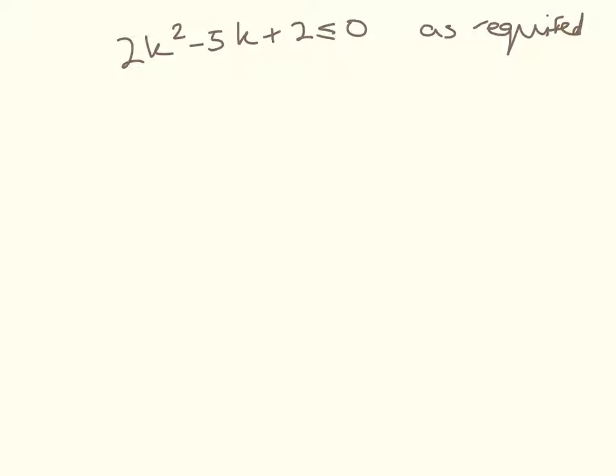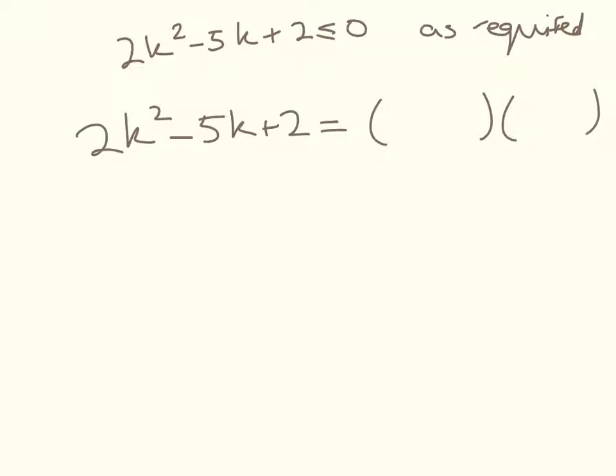Right, and the next thing we're asked to do is to factorise 2k squared minus 5k plus 2. This one we're going to do by inspection, because that's a prime and that's a prime. So this has got to be a 2k and a k, and this has got to be a minus pattern, and it must be a 2 and a 1.